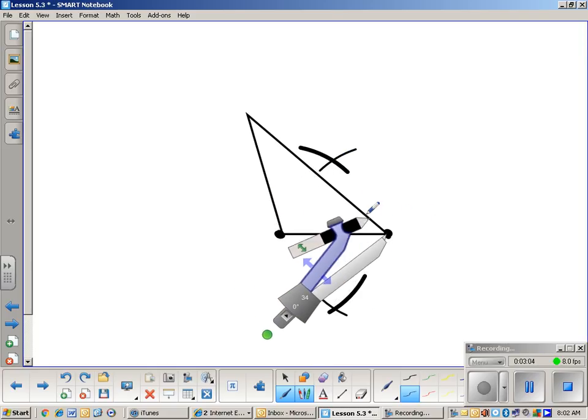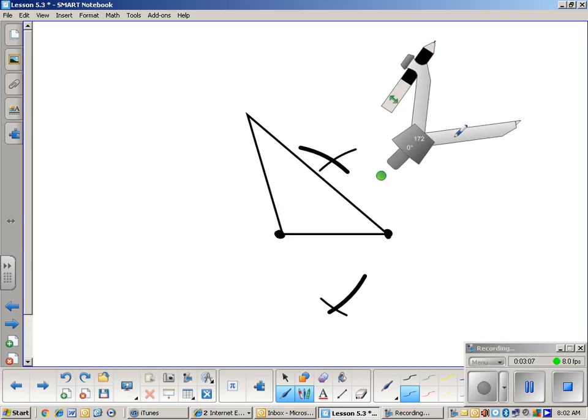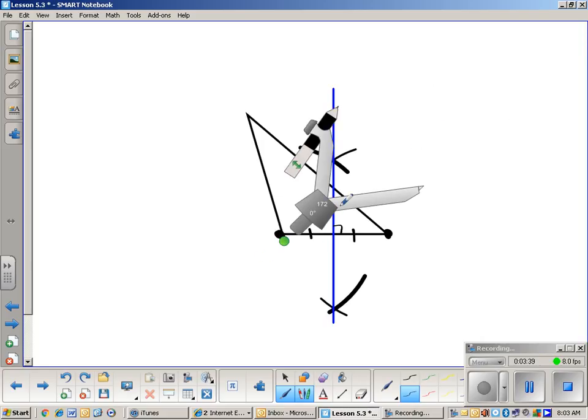Okay? And so when I draw that line in there, it won't let me put exactly where I want to. I'll cheat a little bit. Okay? So there's my perpendicular bisector to that segment. And that's what we're doing. We're constructing perpendicular bisectors.